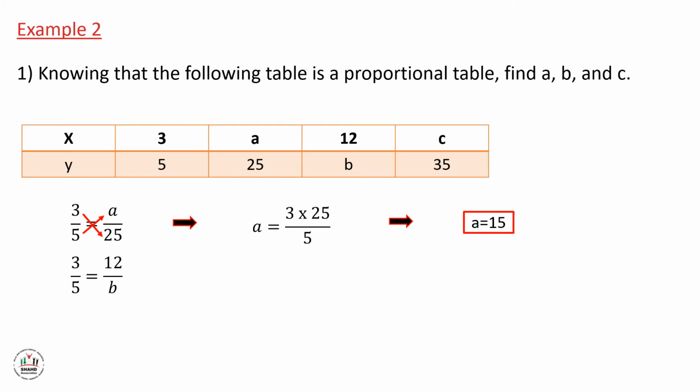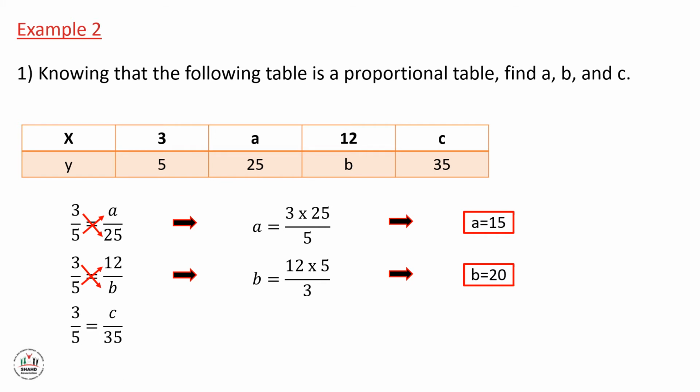25 over 5 is equal to 5, and 3 times 5 is equal to 15. 3 over 5 is equal to 12 over B. Again, by doing cross multiplication, 3B is equal to 12 times 5, or 60. So B is equal to 12 times 5 over 3, which is equal to 20.